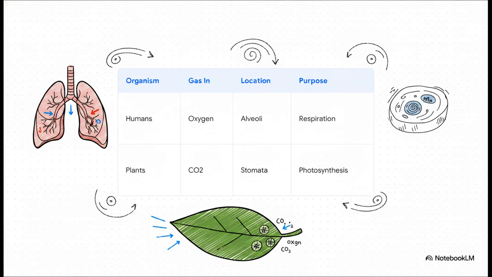For humans, we need a totally reliable source of oxygen for aerobic respiration, which happens when oxygen diffuses into our blood. Meanwhile, photosynthetic plants are doing the exact opposite. They need carbon dioxide, which diffuses into their leaves so they can actually produce glucose from sunlight.